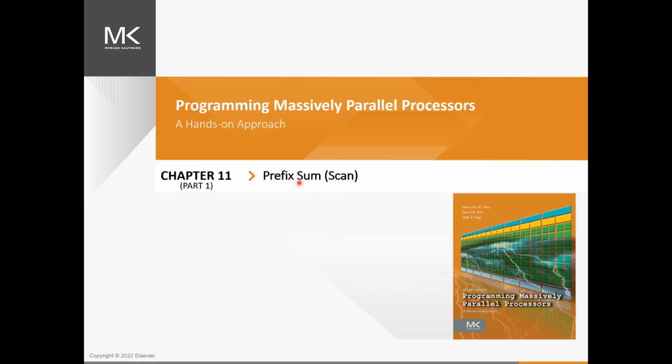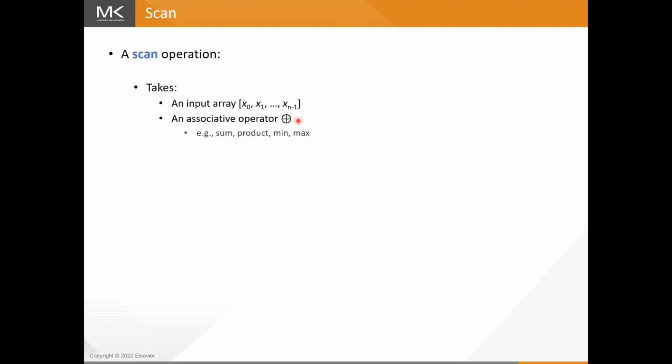Okay, so then let's get started and let's talk today about prefix sum or scan. So what is scan? A scan operation takes an input array, x0 to xn minus 1. It takes an associative operator. This could be something like sum. Again, it could be product, it could be min, it could be max, etc. And then the operation returns another array.